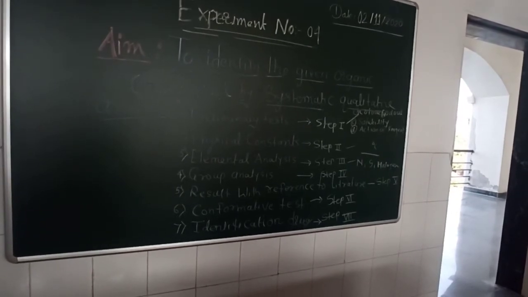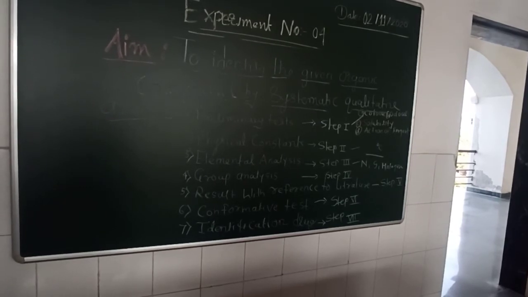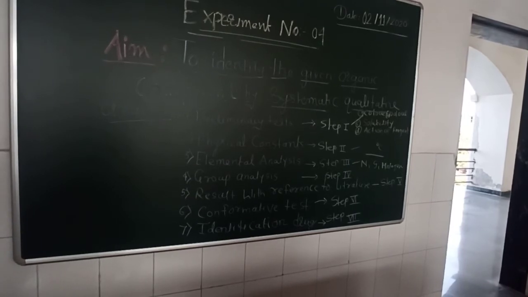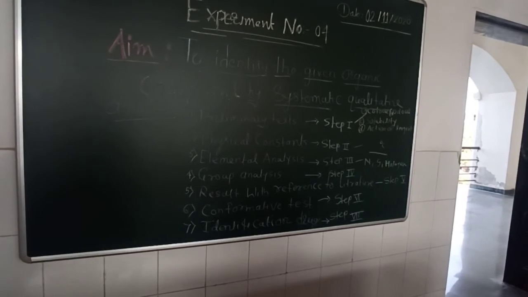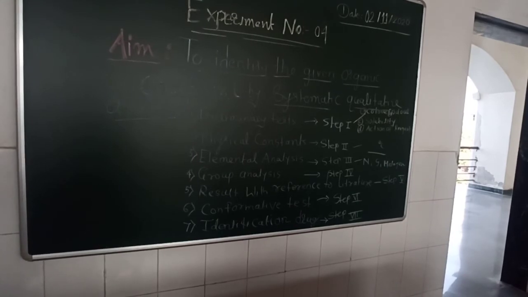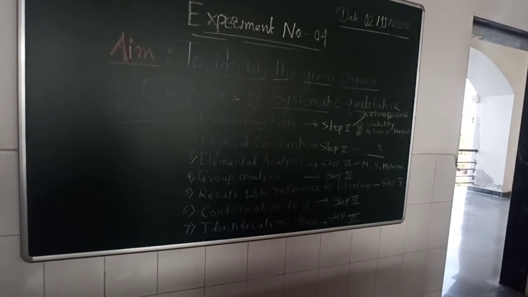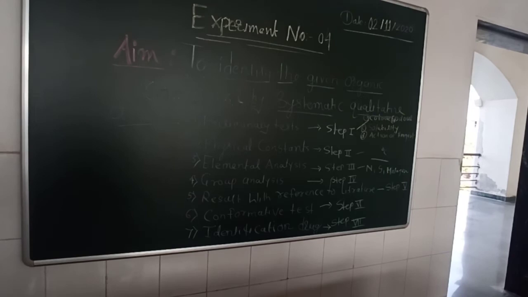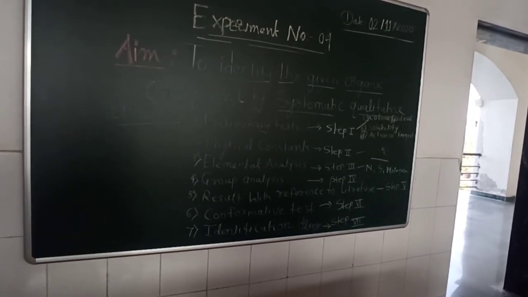The second step is the determination of physical constant. You studied how to determine physical constant in experiment number 2 and experiment number 3. Our compound is solid in nature. The melting point of the given unknown organic compound that we observe is near about 122 degrees Celsius. The procedure is the same as you studied in experiment number 2, on how to determine the melting point.